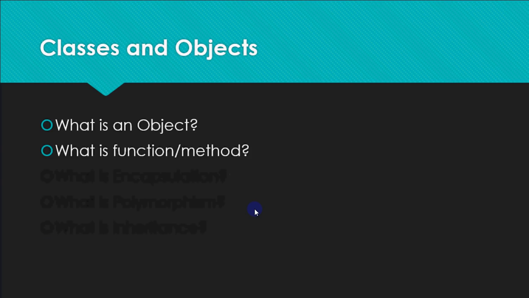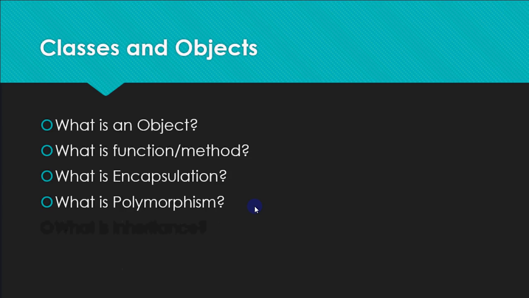Then what is function or a method? So a function or a method is a group of statements used to perform a task. That's called a function or a method. What is encapsulation? It is the procedure of making a class. To define it properly, you can say wrapping up of data and functions to work upon that data in a single unit called class. That's called encapsulation.